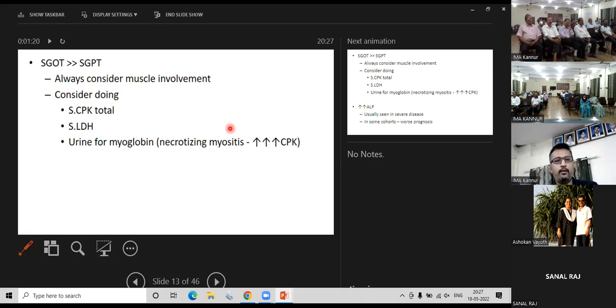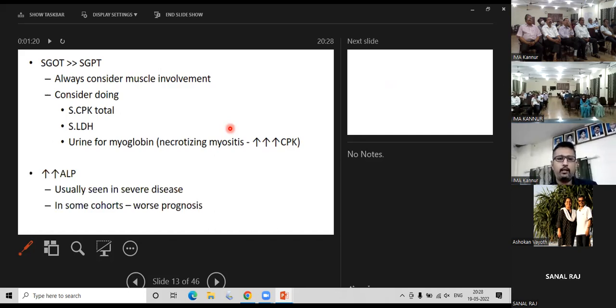Another simple way of picking up muscle involvement is the presence of an increased SGOT in relation to SGPT. Sometimes we think of alcohol-linked disease as another reason for an increased SGOT than SGPT. Always think of muscle involvement in these patients. When the SGOT is more than the SGPT, always do a total CPK, a serum LDH, and if the CPK is very high, possibly a urine for myoglobin to see if there is a mild form of rhabdomyolysis. It is usually seen in patients with necrotizing myositis.